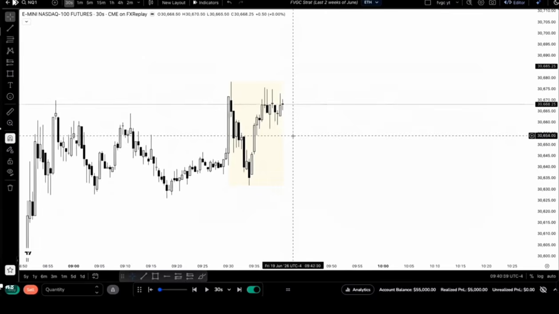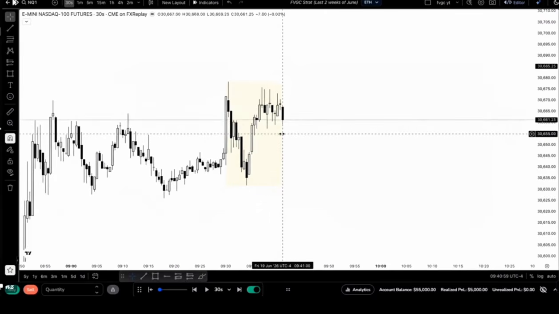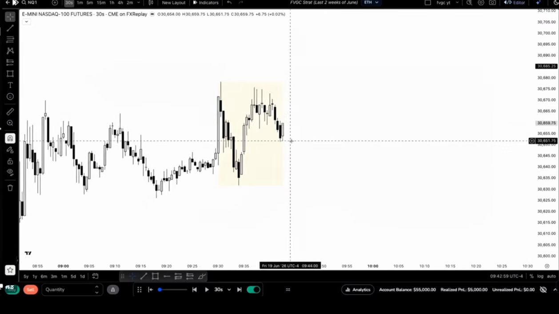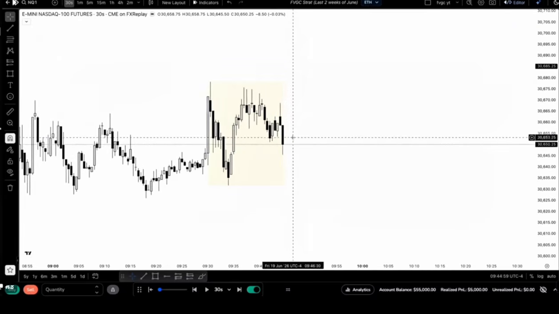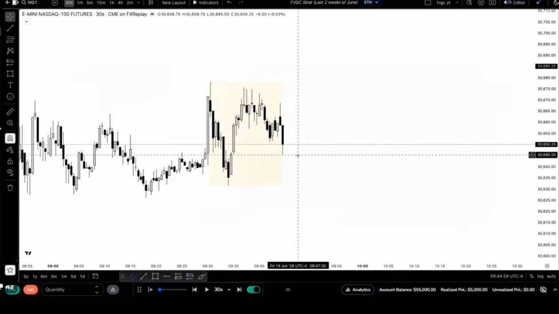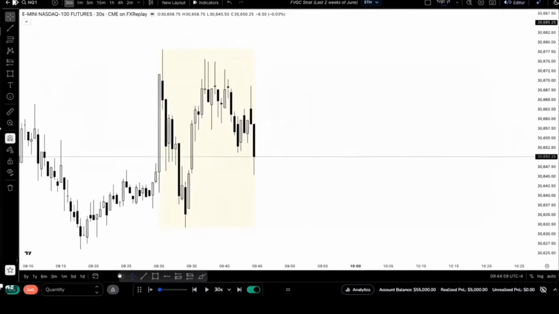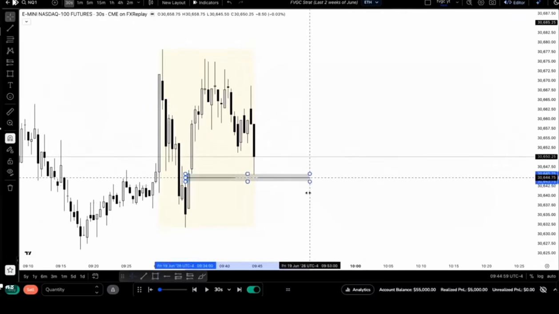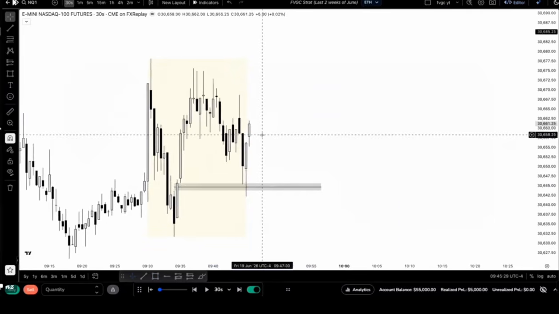Still no long setup. Still waiting. Maybe we can come down to this gap. What even is this? So now this gap is invalid. Maybe we can come down and tap this one, get a little retrace before we go long. It's about to be 9:45 as well.